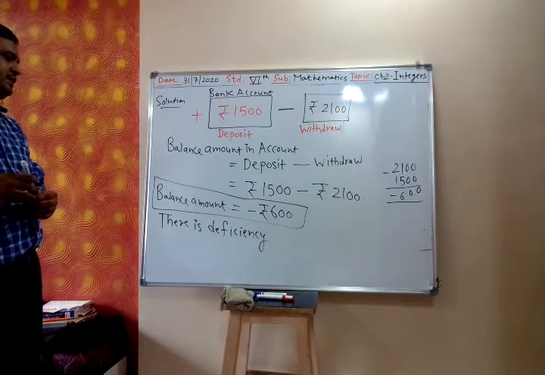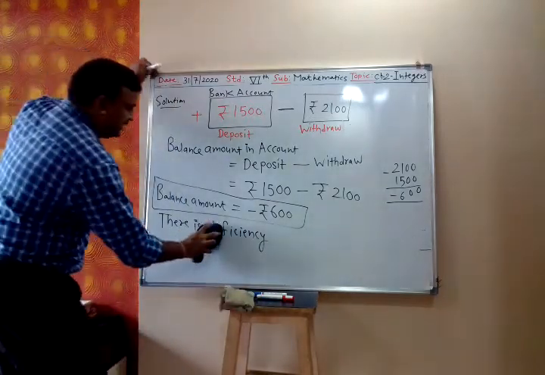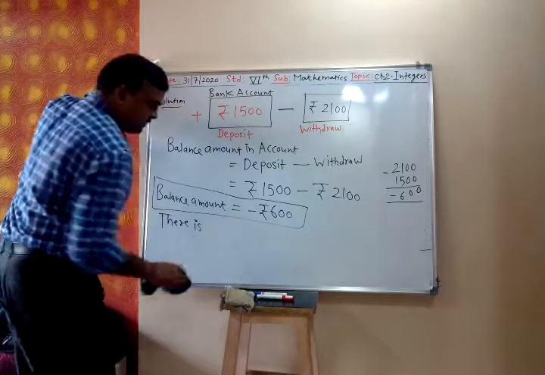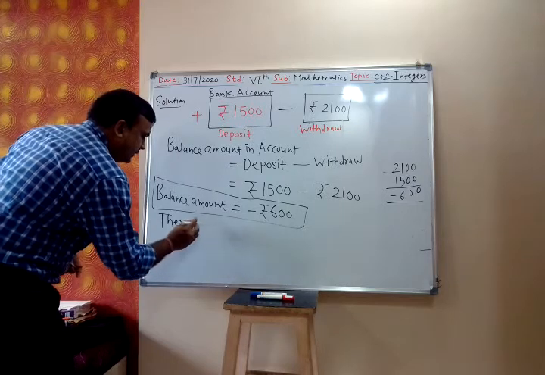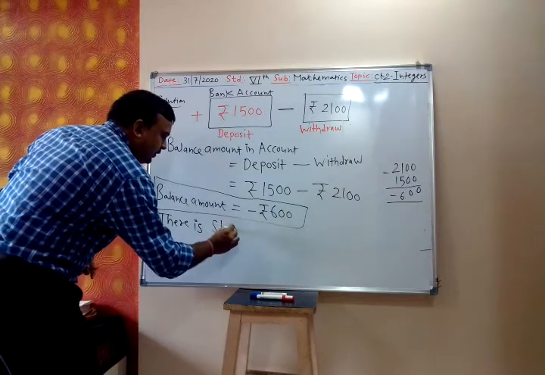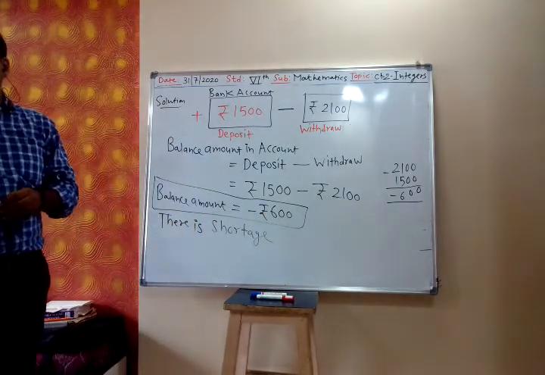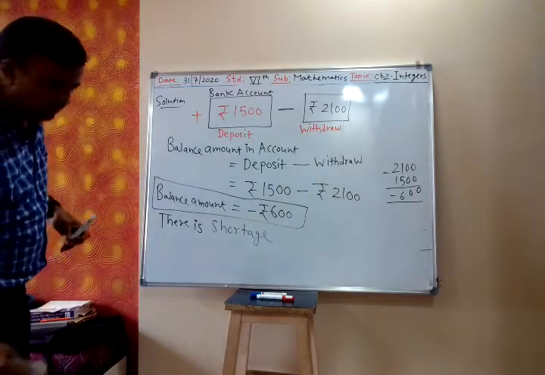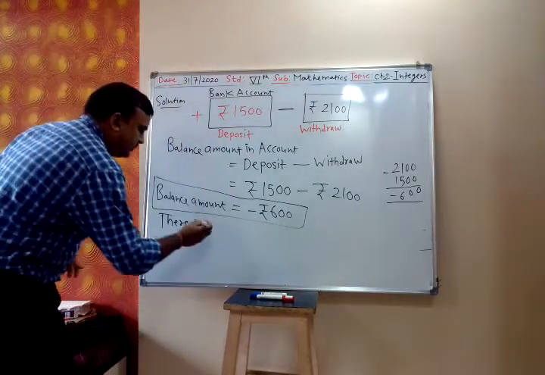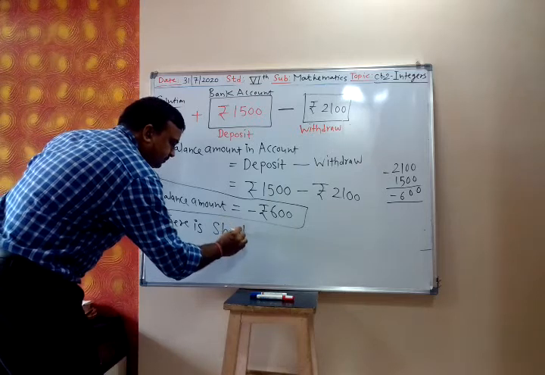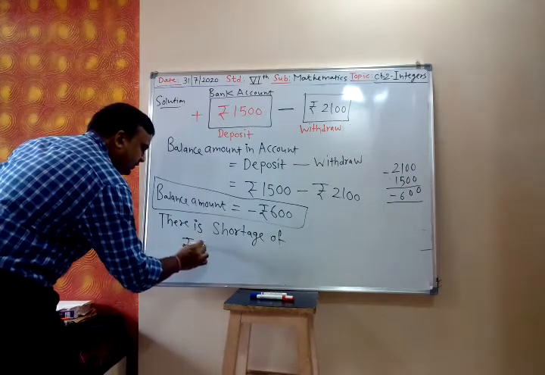There is deficiency. You can also write there is shortage. How much amount is short? There is a shortage of 600 rupees. You can use the word shortage or deficiency, they are the same. Whether you say shortage or deficiency, both are the same. There is a shortage of 600 rupees.